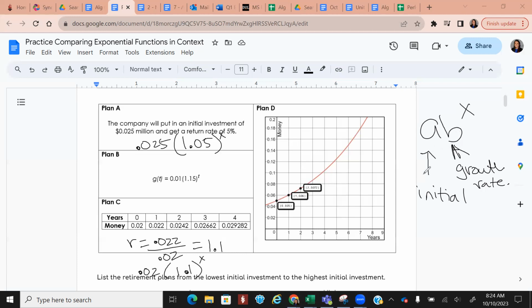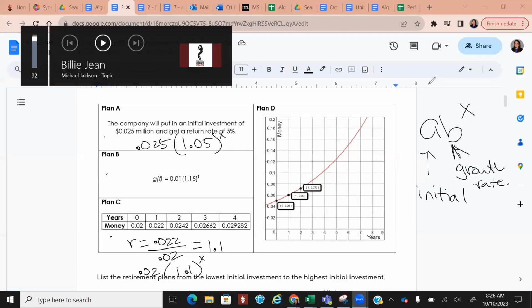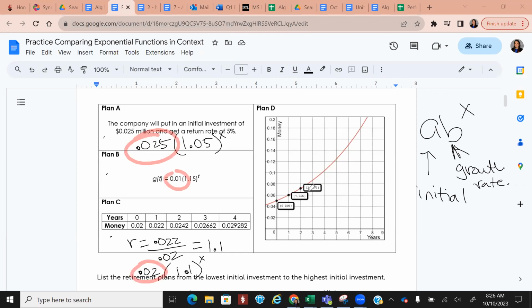I know I hit you with a lot of information, so let's talk through this again. This is basically your equation for exponential functions, your initial is always going to be that first term out front. Your growth rate is going to be this b. So the first question that they ask us is, what is the lowest initial investment? So looking at our different equations, the initial investment that's out front, which one has the lowest? Which one has the smallest number that's out front?